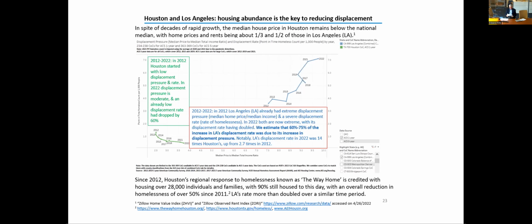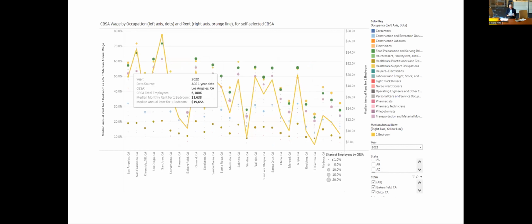The next slide, extra slide, is what the wage is by occupation and how that relates to rents. And you can see LA on the far left, and only exceeded by San Francisco, which has a higher peak. The yellow line is the median annual rent, which is on the right axis. So it's about $24,000 in LA. It's about $27,000 in San Francisco. But then we have the different types of jobs.